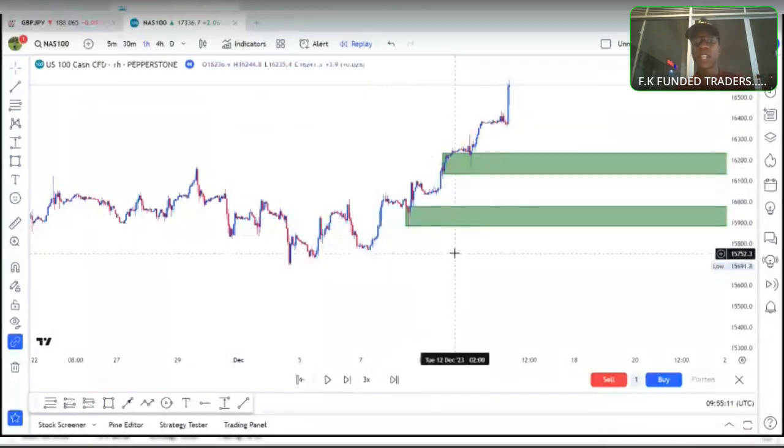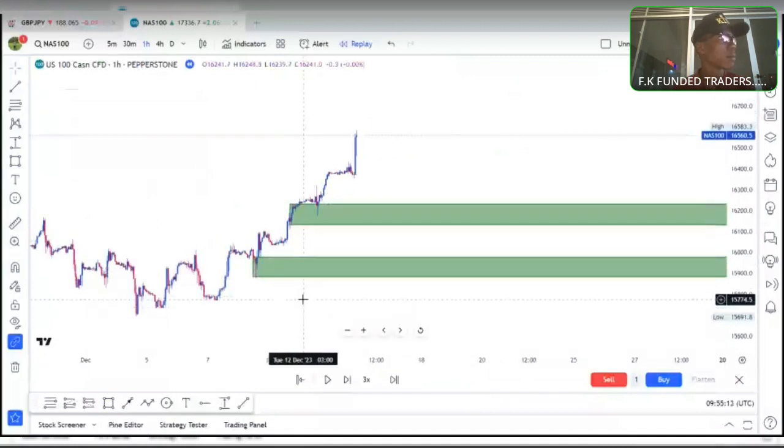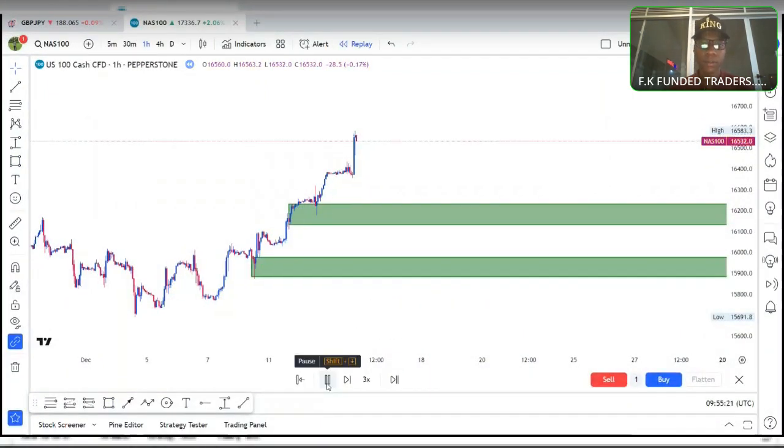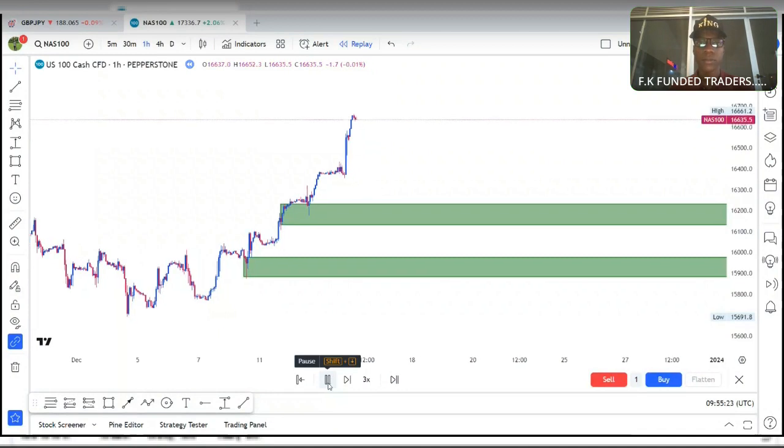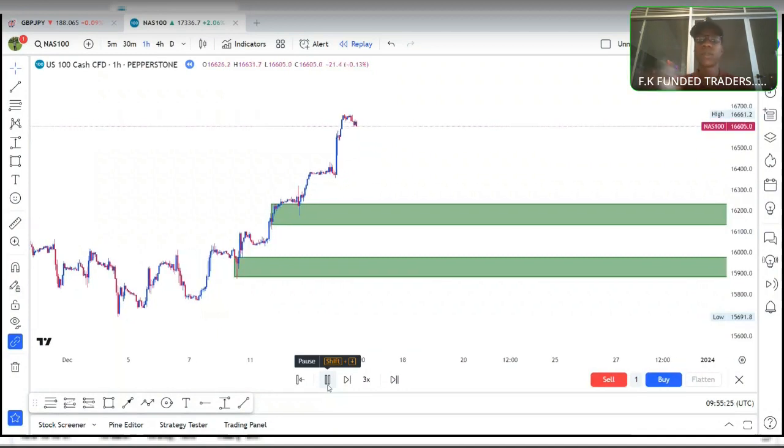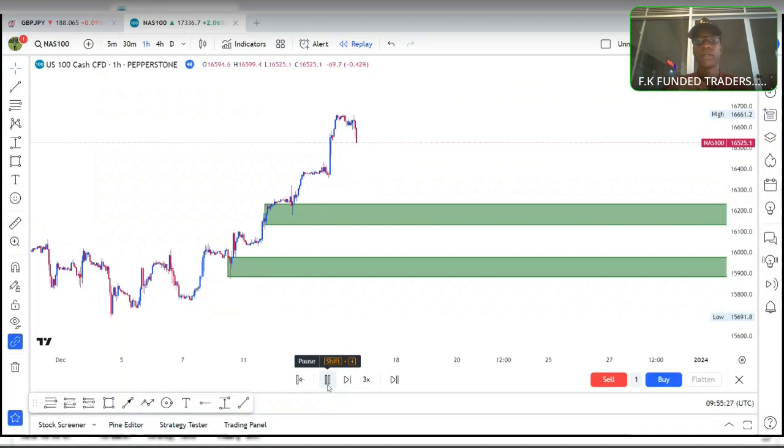It means that now it's giving us some demand areas, creating some demand areas. Those of you that have studied supply and demand, I think you can understand what I'm talking about. So let us wait to see whether the market will come back to the levels that we drew.